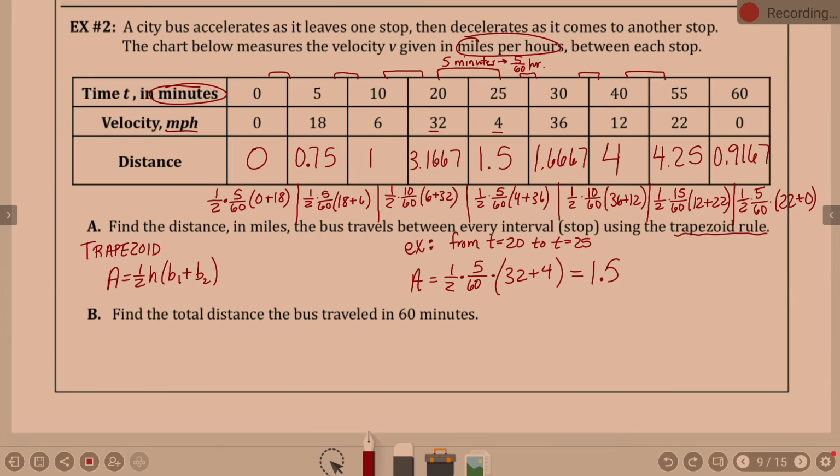Okay, B, find the total distance the bus travels in 60 minutes. Multiply the distance or the time. You're making it too difficult. Can we just add them? Just add them. Decimals.